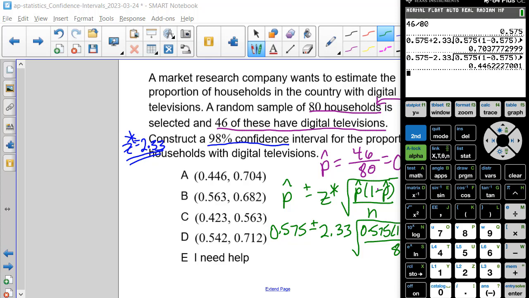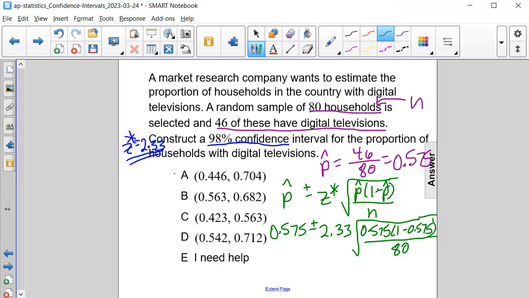So if we substitute these values into a calculator and evaluate, we get that our lower bound is 0.446, and our upper bound is about 0.704. So that makes the correct answer here answer choice A.